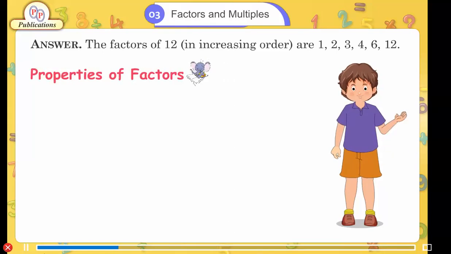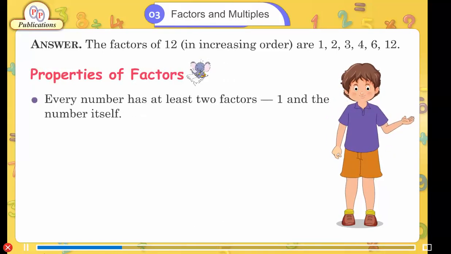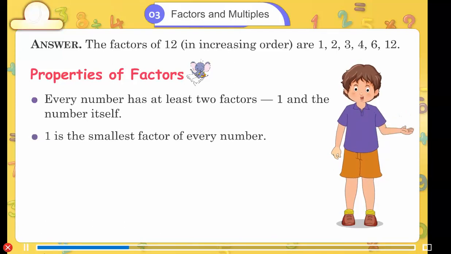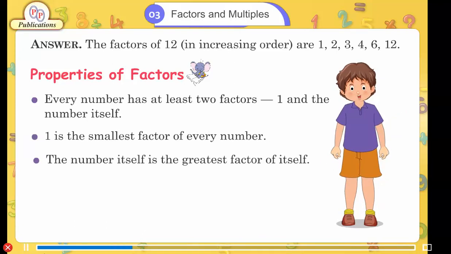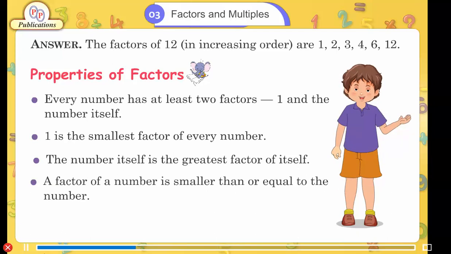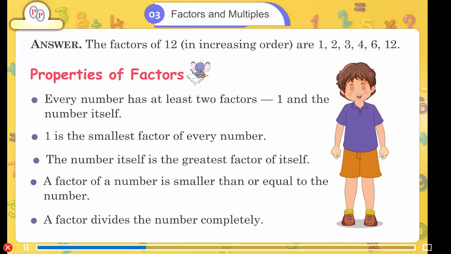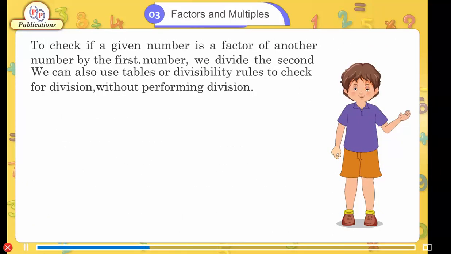Properties of factors. Every number has at least 2 factors, 1 and the number itself. 1 is the smallest factor of every number. The number itself is the greatest factor of itself. A factor of a number is smaller than or equal to the number. A factor divides the number completely. To check if a given number is a factor of another number, we divide the second number by the first. We can also use tables or divisibility rules to check for division without performing division.